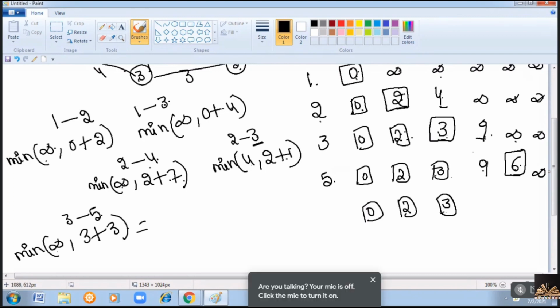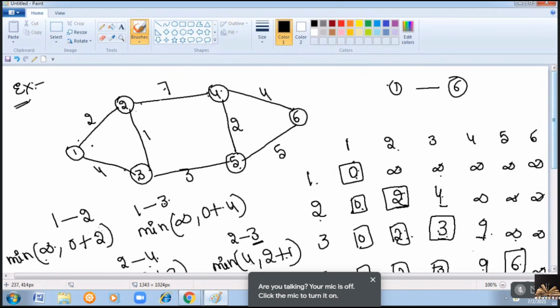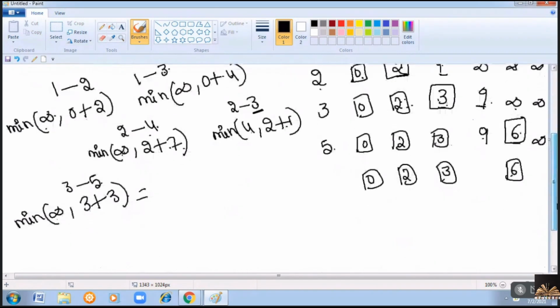Create another row, copy all the marked values. Now identify which vertices are connected directly from 5. From 5, 4 is connected, 6 is connected. So we have edges 5 to 4, 5 to 6. That means this value may be changed, this value may be changed.